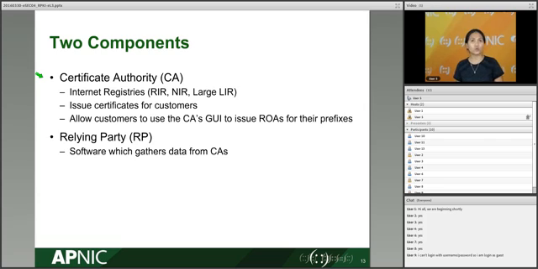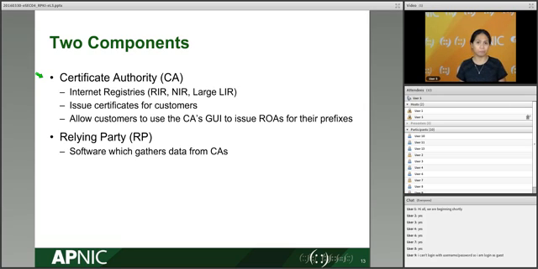Now, there are 2 components to RPKI. This is how we can implement this. We have to understand the infrastructure because it's not just a single device or single software that you have to enable and you're done. It relies on an infrastructure. So there are 2 main components here.